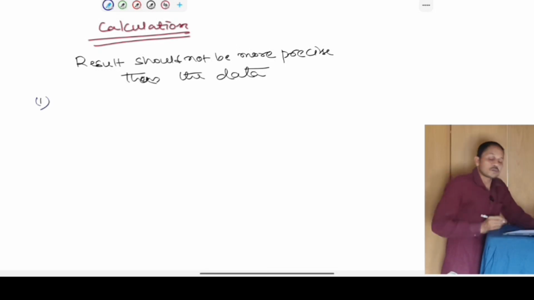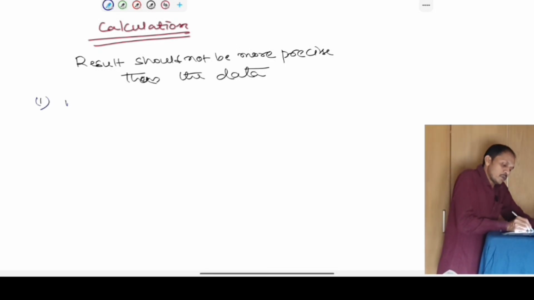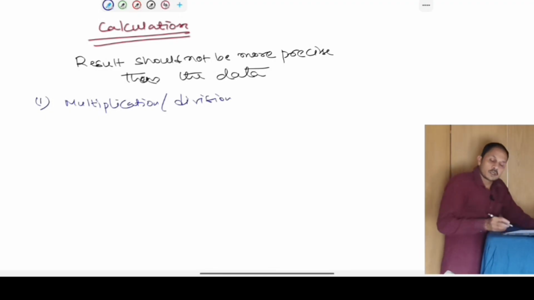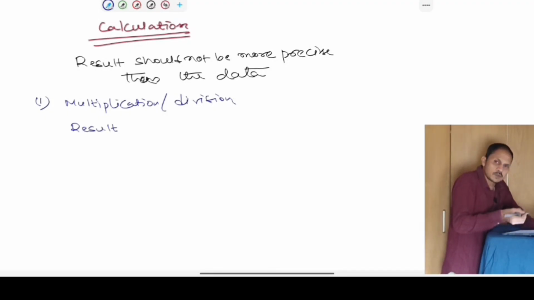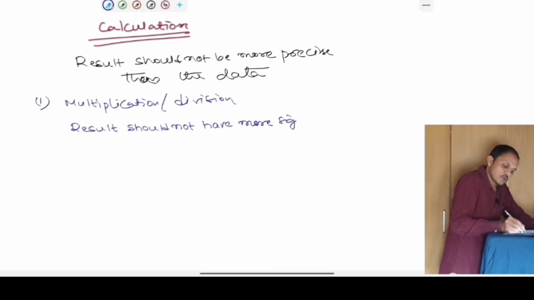First rule, while doing multiplication or division. Now observe the rule. Whatever result we are getting, if it is multiplication it is a product, if it is division it's a quotient. The result should not have more significance than the least significance in the data.